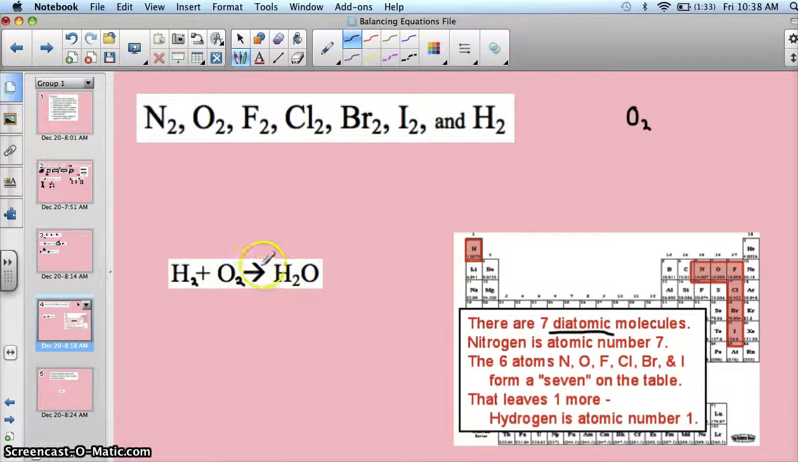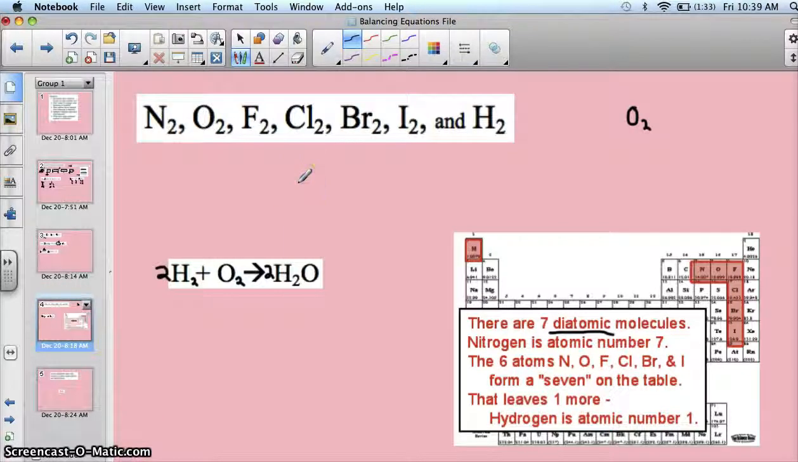So you would have to figure out the balance here. You have the 2 H's, you have the 2 H's, but you'll have to add an O here. So that means you'd have to add a 2 here. And I believe that would balance out 4 H's, 2 O's everywhere. So just know that these diatomic elements are like that.